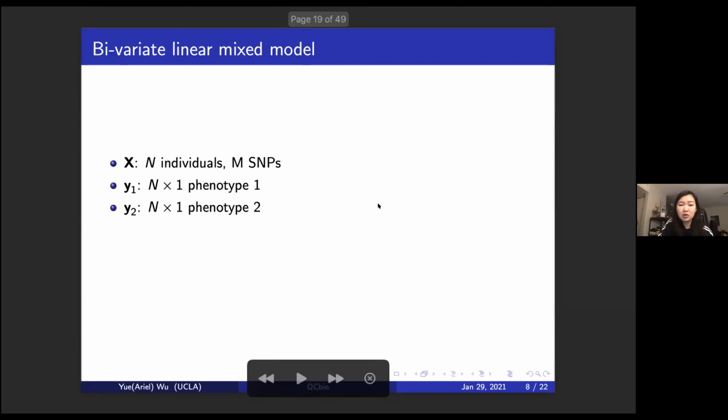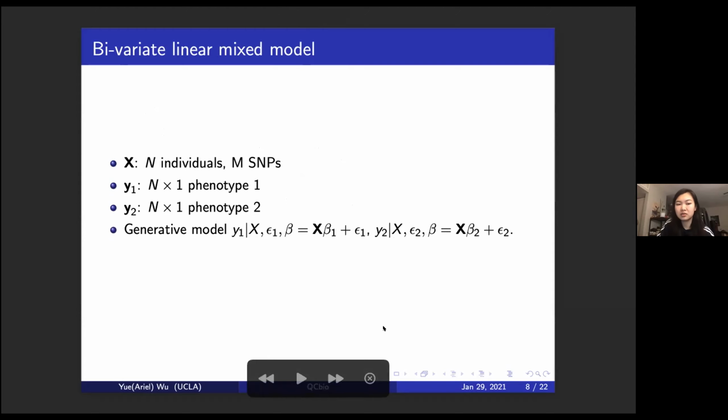Now let's proceed to the bivariate linear model. Now we have two phenotypes. Similarly, for the second phenotype, we also have this generative model, where it's also a linear combination of the genetic variants and some noise. Here we have another vector beta 2, which is the effect sizes of the genetic variants.